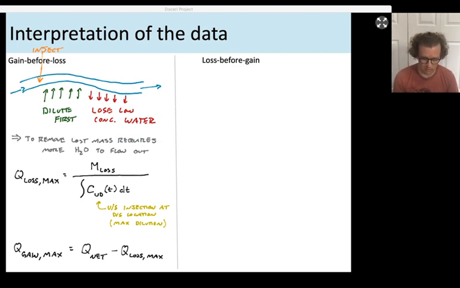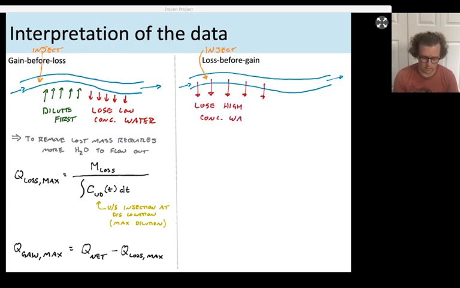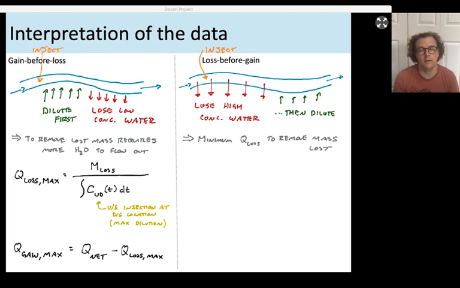Now the second end member that we're going to look at has things in the opposite order. So we assume that we inject our tracer there in orange, we lose all of the high concentration water, and then the dilution happens. The consequence of the assumption of gains and losses in that order is this is the least possible volume of water you could remove to lose the mass, to account for your mass loss. Right? And so you can go through and calculate Q loss min.